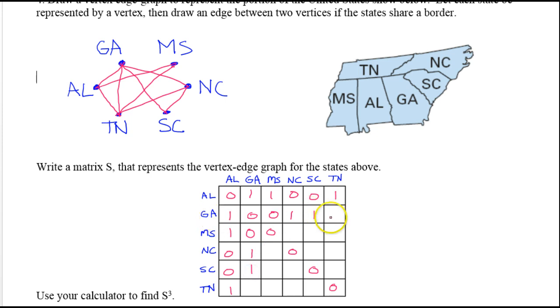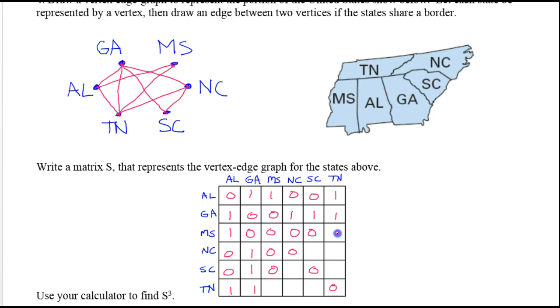Does Georgia share a border with Tennessee? It does. That means a 1 here and here. Okay, does Mississippi share a border with North Carolina? Nope. So that means a 0 here and here. Does Mississippi share a border with South Carolina? No. That means a 0 here and here.